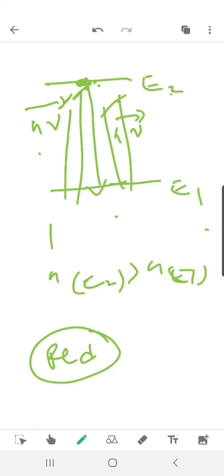Fine. So this is all about our laser and our LEDs. These are simple topics.